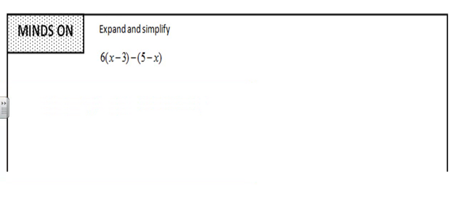So the minds on says expand and simplify. As you can see, we're being asked to expand the 6 into the brackets, and we have to stop at the 3. You only go to the closed bracket if you've got a number outside a bracket. This is called the distributive law. And then we're going to repeat that with the number in front of this bracket.